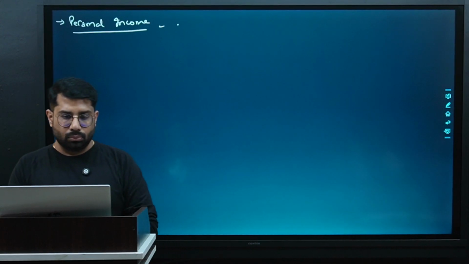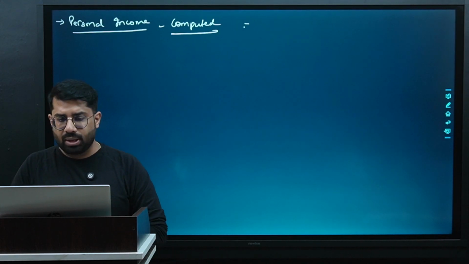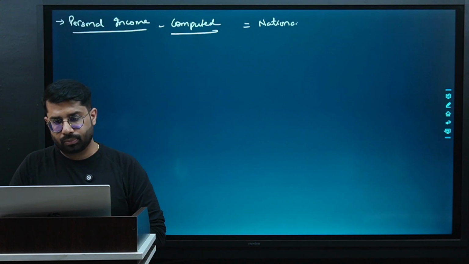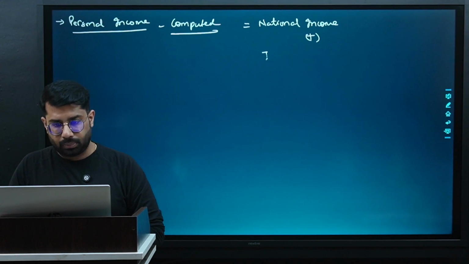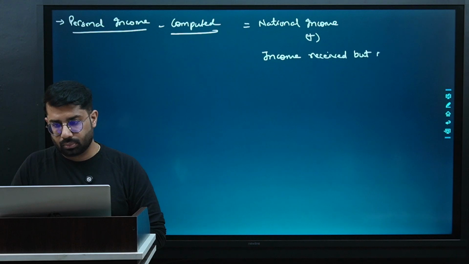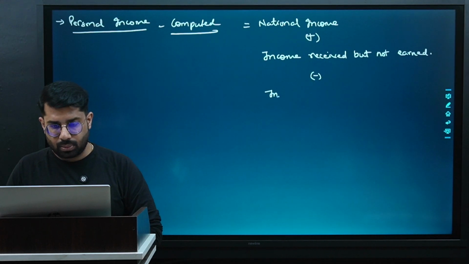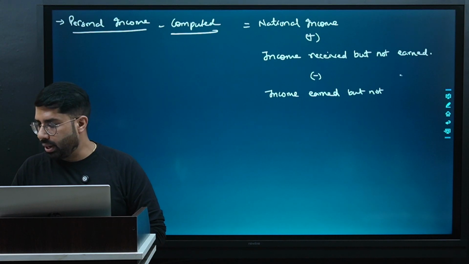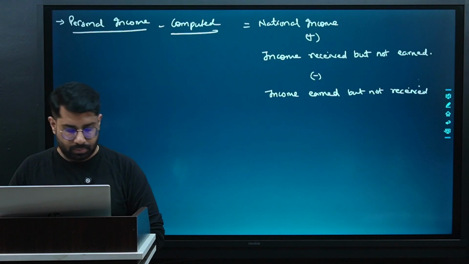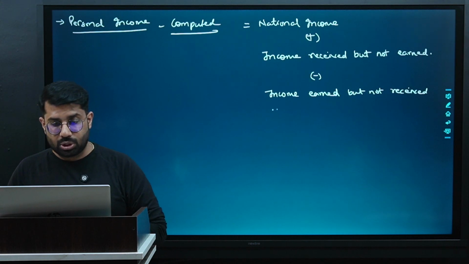Personal income can be computed by one more formula, very simple one, that is: national income plus income received but not earned minus income earned but not received. This is the only formula.